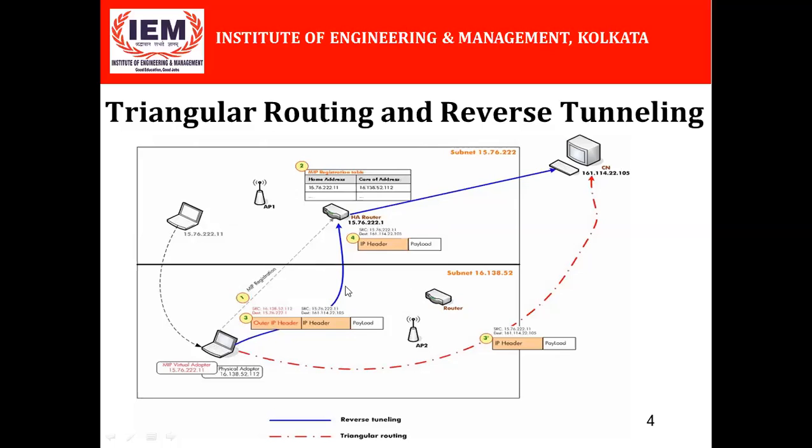What is reverse tunneling? Already we have seen the previous thing. When the corresponding node wants to communicate with the mobile device, it communicates with the home agent router, and the home agent router forwards the information towards the mobile device. This is the straight routing. But when the opposite action takes place, that means the mobile device wants to communicate with the corresponding node, and the mobile device is now present under a foreign network.